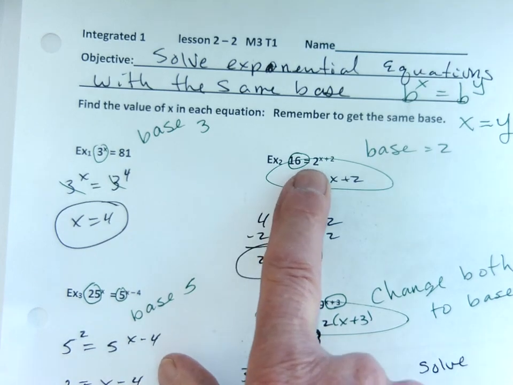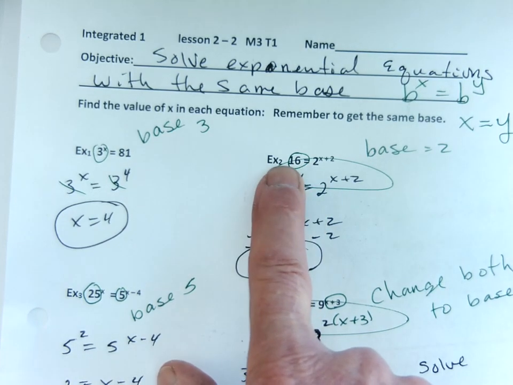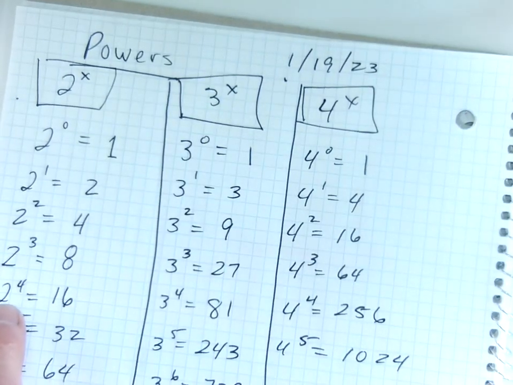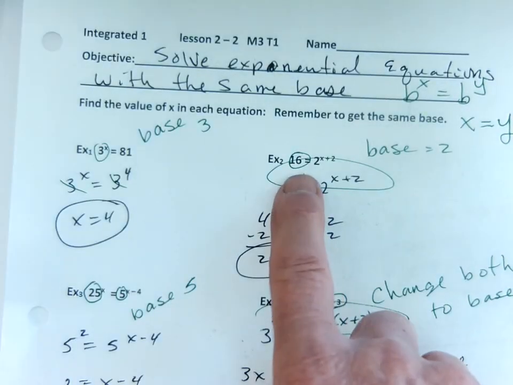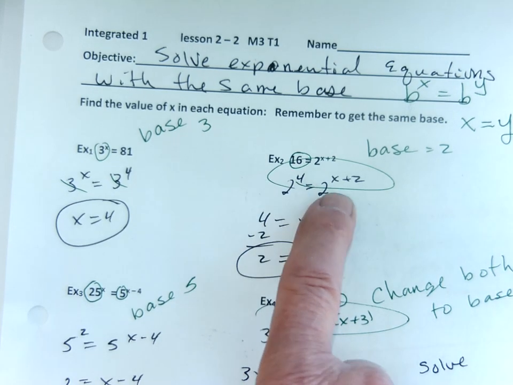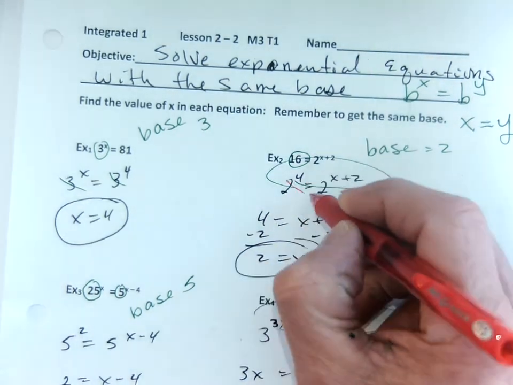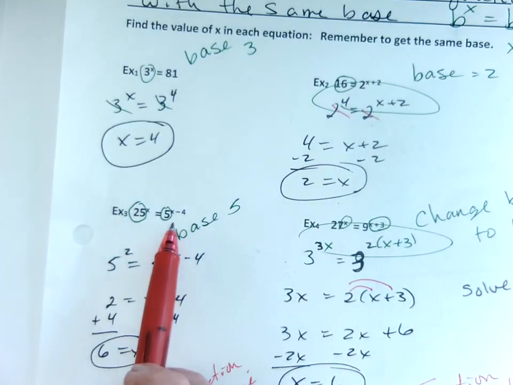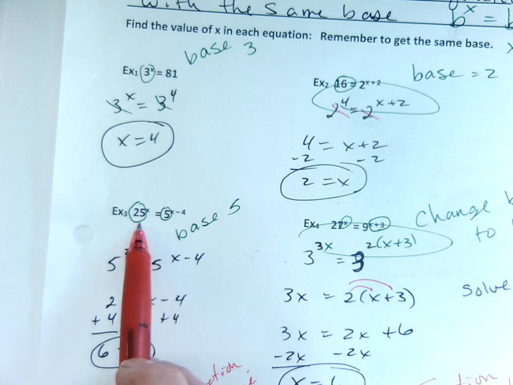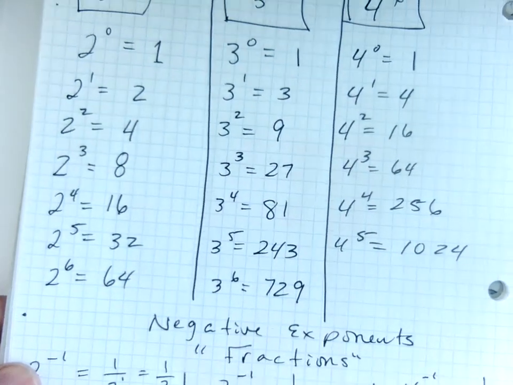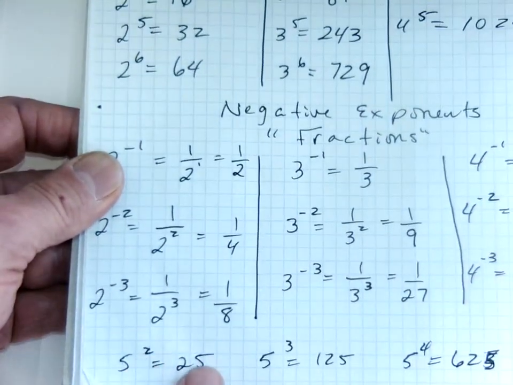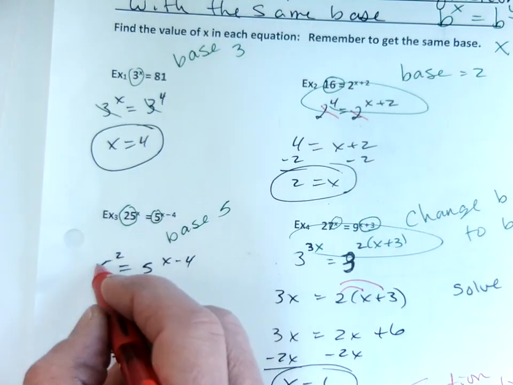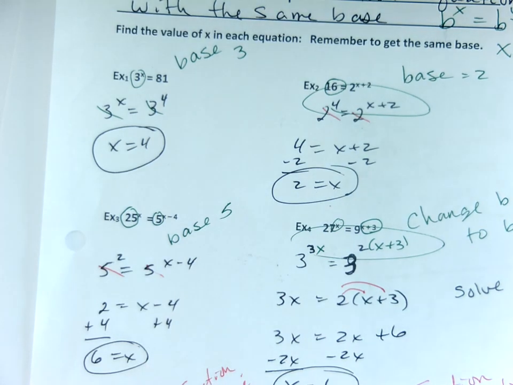Next, 16 and 2, base 2. I want to change it. 16 base 2, so look through it. Oh yeah, 16 right there. 16 is equal to 2 to the 4th, so I rewrote that as 2 to the 4th. Once I get the same bases, I can cancel the bases and solve for x, and I got 2. Next, 5 and 25. It's got to be base 5. I know that 25 is 5 squared, so instead of writing 25, I write 5 squared. Then I've got the same bases, I can cancel the bases and just solve for x. I got x equals 6.